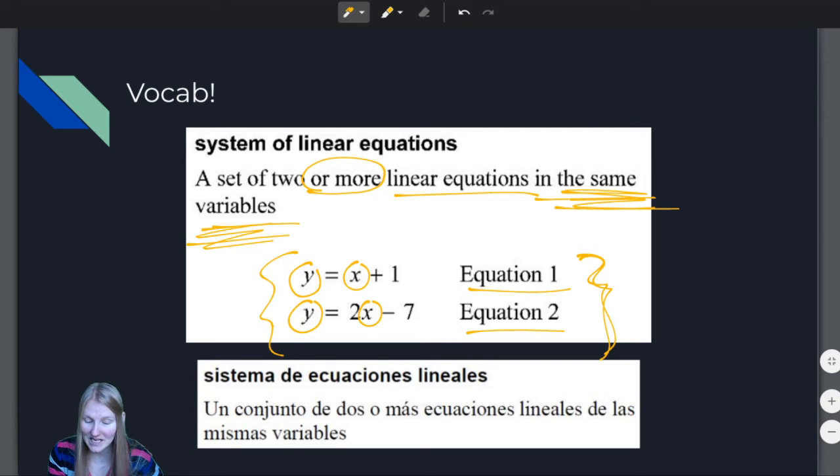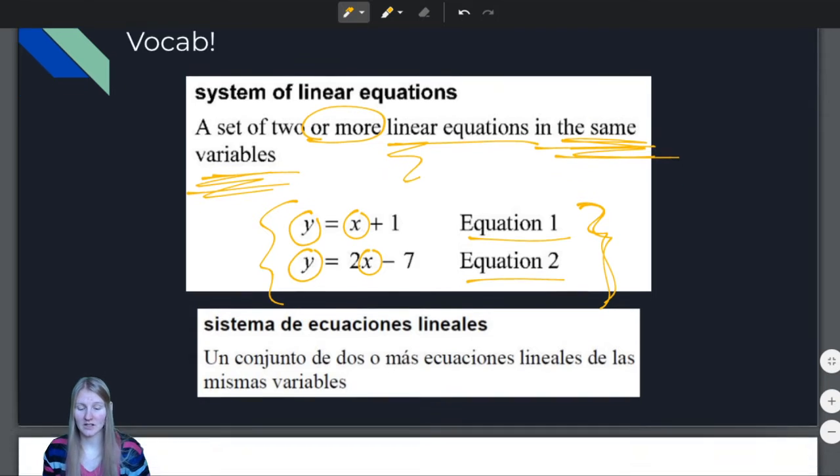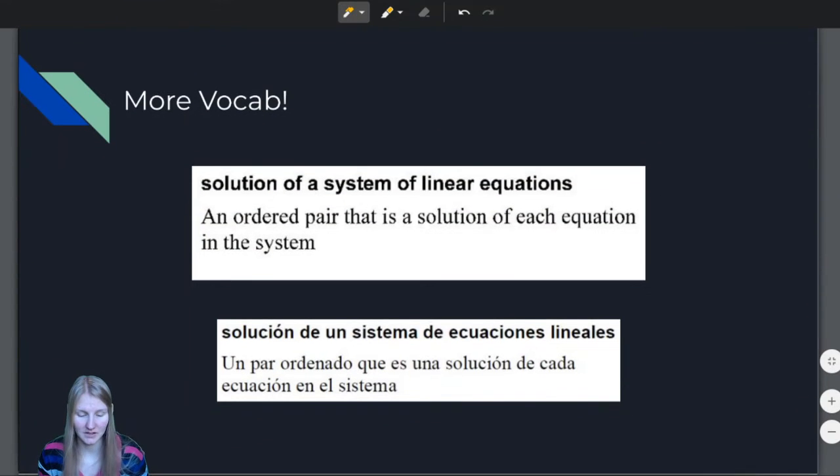And remember, linear means that there's no exponents, there's no variables in the denominator, there's no variables in the exponent, none of that. Just normal x, normal y. Okay, so that's what a system of linear equations is.